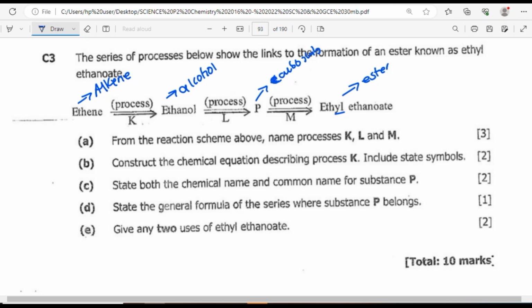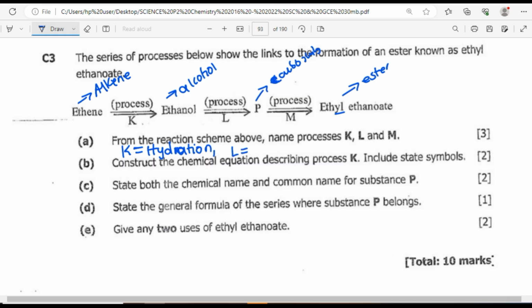Then question A, from the reaction scheme above, name the processes K, L and M. By what process can we convert ethene into ethanol? It is hydration. We just add water, so hydration. Whenever you add water to an alkene, you form an alcohol.